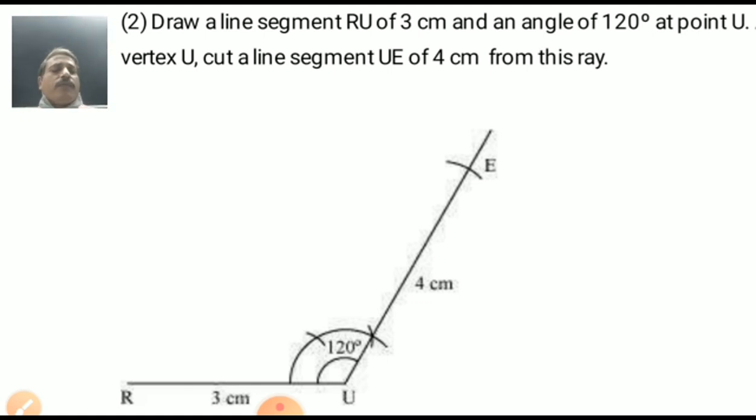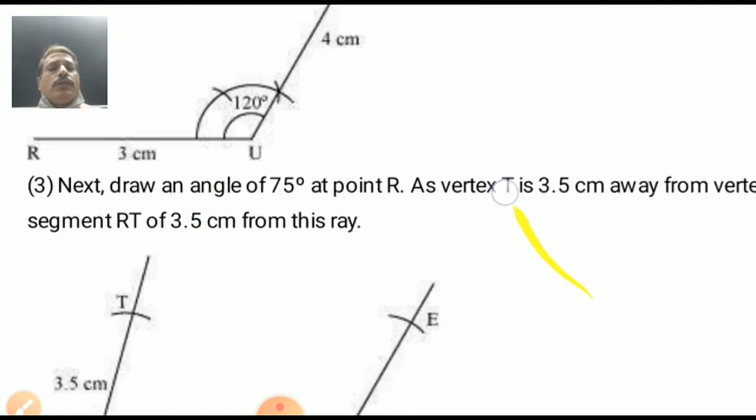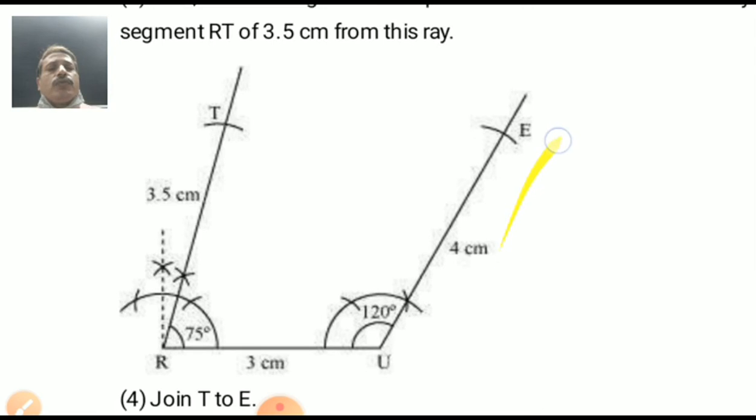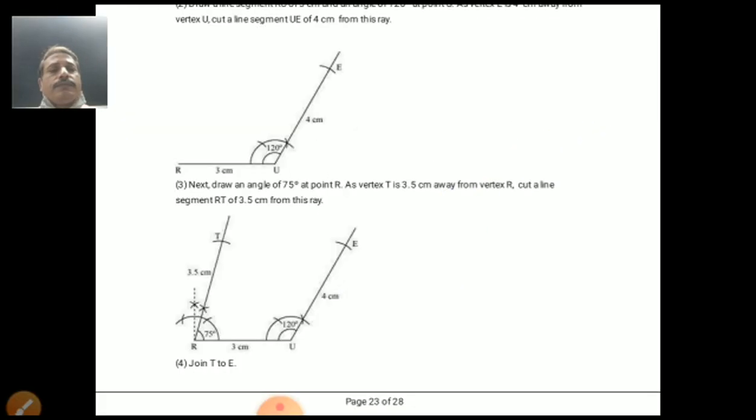4 cm away from you, draw an arc. Good. Now from E, you should draw point T. From R, 75 degrees there, 3.5 cm. Then at last, you have 2 points T and E, join T and E, your quadrilateral is ready.